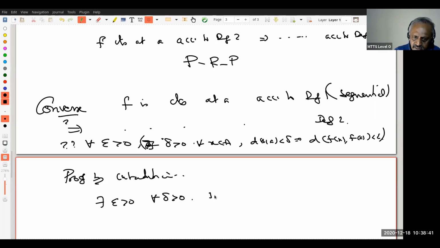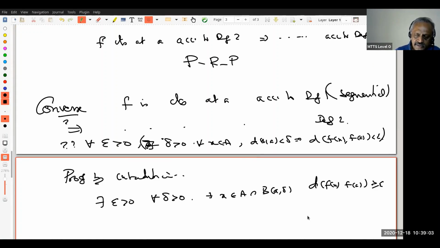That is true. That means there is an x in A intersection B(a, delta), right? This should happen. This is false. That means the distance between f(x) and f(a) is greater than or equal to epsilon. Do you understand this? Okay. It's unfortunate, people should learn how to negate a statement. This is usually done in MTTS, and you should look at our book on foundations. And sooner or later, I will also produce videos on that. The way to do that.